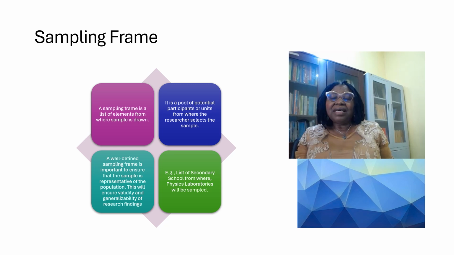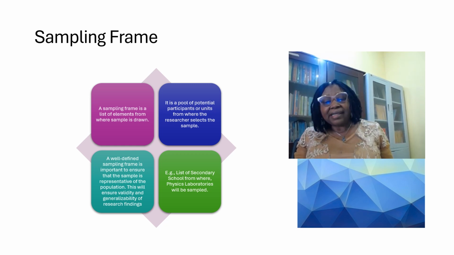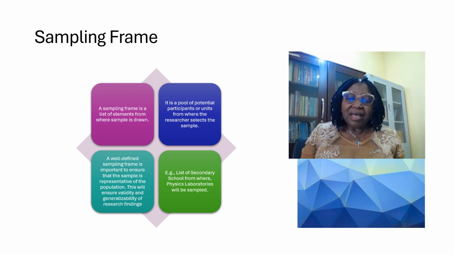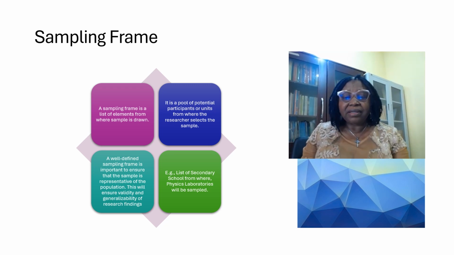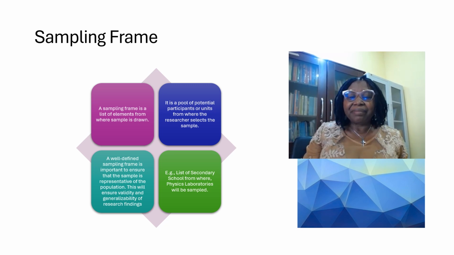Sampling frame. A sampling frame is a list of elements from where the sample is drawn. It is a pool of potential participants or units from where the researcher selects the sample. A well-defined sampling frame is important to ensure that the sample is representative of the population. This will ensure validity and generalizability of research findings. Example, the list of secondary schools from where physics laboratories will be sampled will constitute a sampling frame.